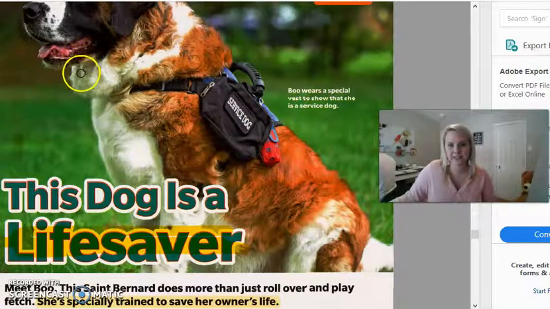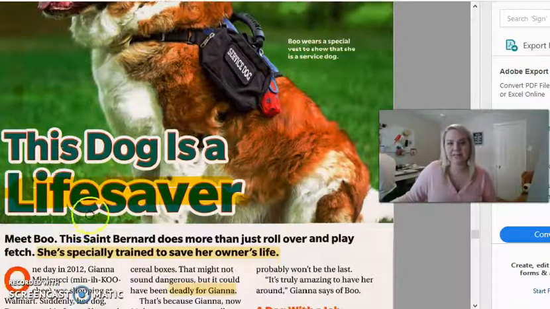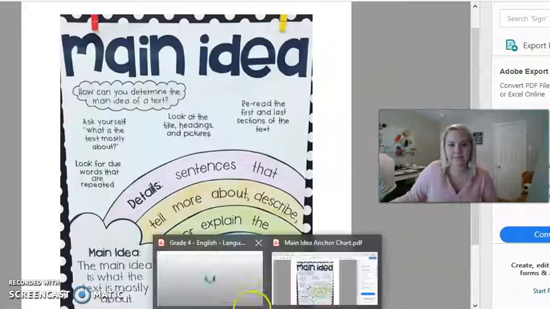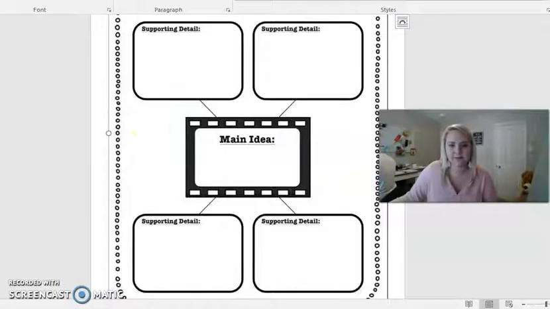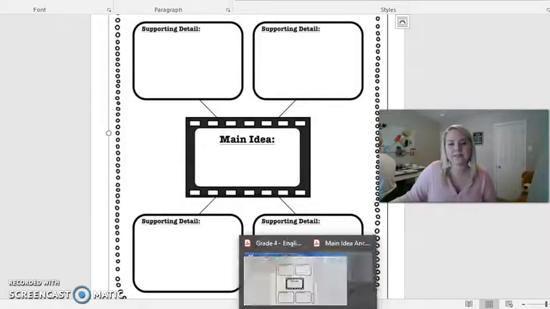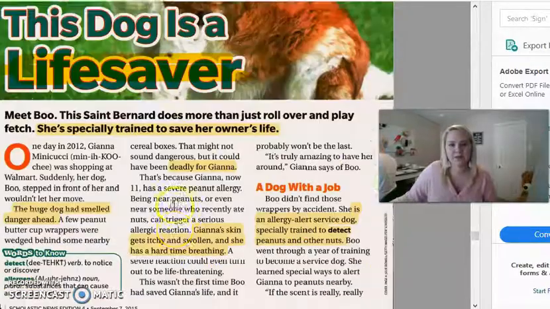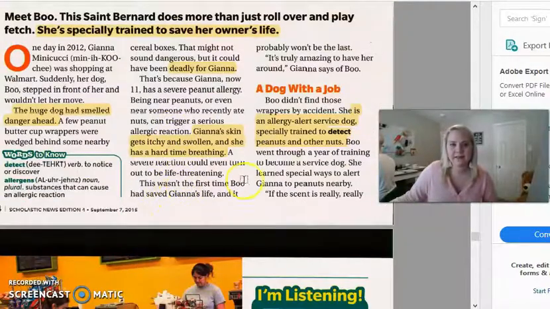This is what the author is trying to get across to you, that she is trained. So I would write in the middle of my box, if I can find it, where'd it go? I would say Boo is a service dog that is trained to help her owner. Okay, and then I need 4 supporting details about how Boo is helping her owner. So we can kind of look at what we highlighted.